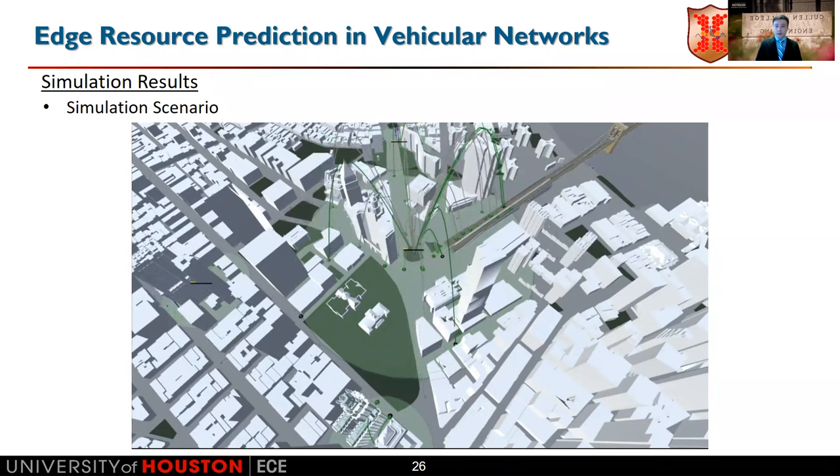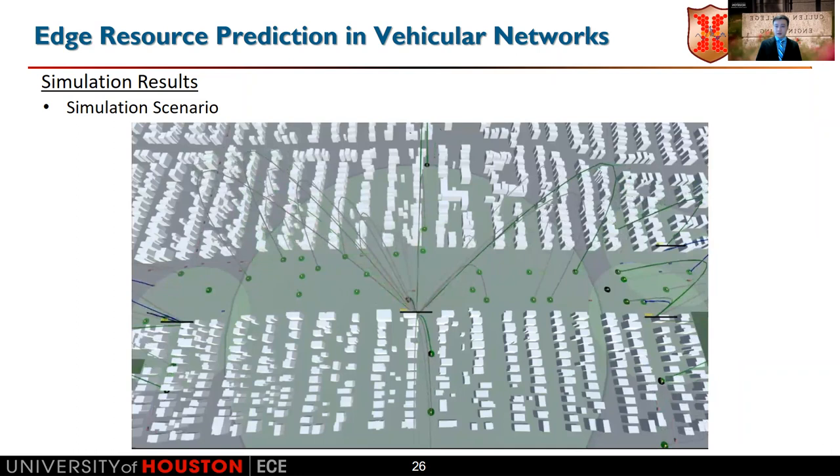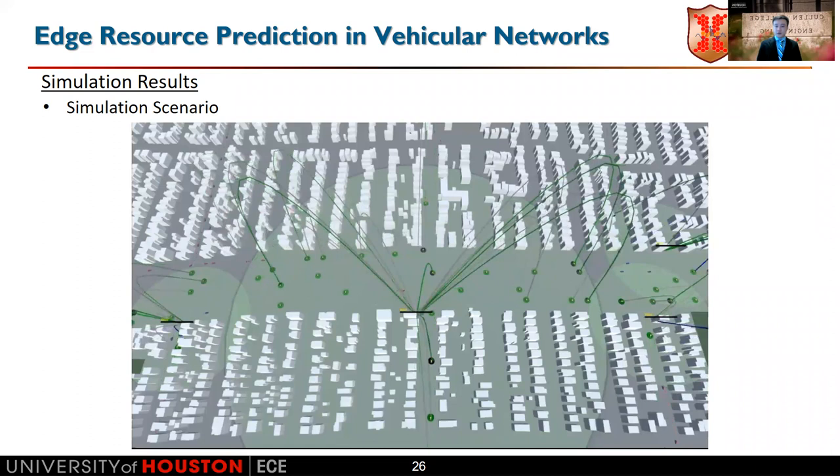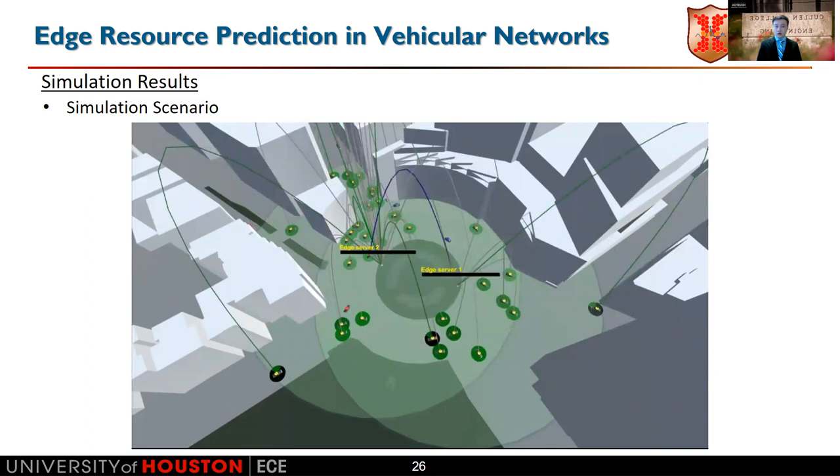The different colors mean the different statuses of the tasks, like the connection, the task is being processed, and the task has been completed. So this is the simulation environment of this work, and this is a roundabout scenario. All the vehicles move based on the basic traffic rules.